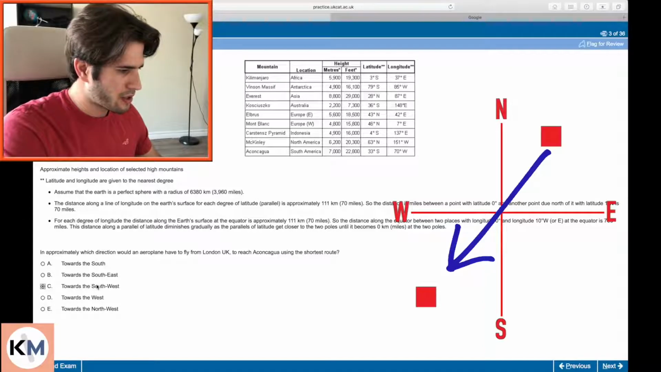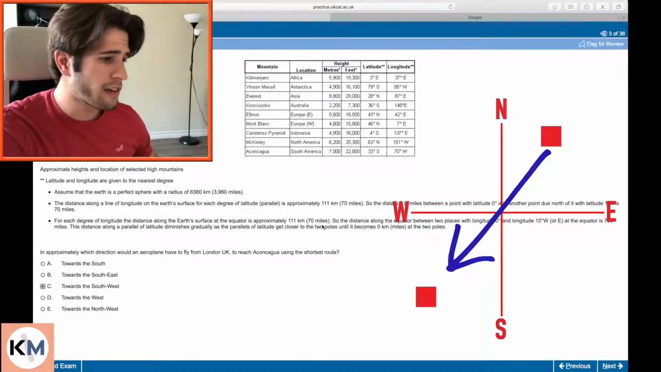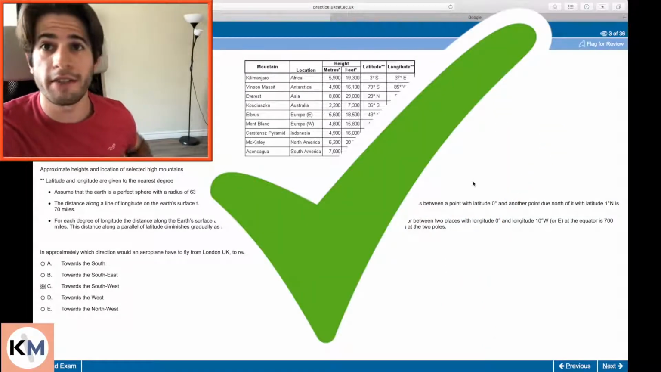Is that it? Towards the southwest? Does that make sense? I think that kind of makes sense. I hope it's right. I'll double check, and if it's not, I'll come back.